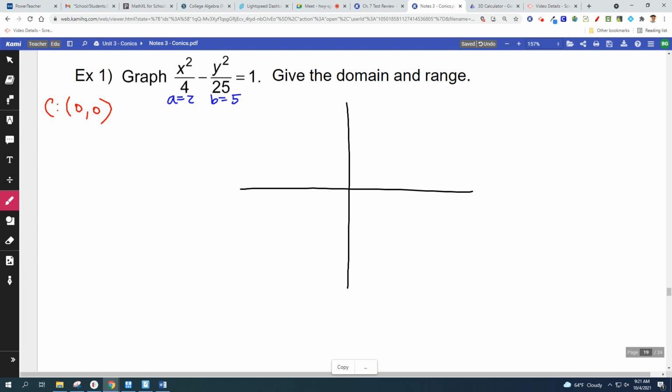All right. And the center is at 0, 0. And I'm going to go over 2 in the x direction, and I'm going to go 1, 2, 3, 4, 5 in the y direction. Try really hard to make your units, your tick marks evenly spaced. The better you draw the graph, the easier this is to do. So this is what it's going to look like. And I'm going to draw a box here.